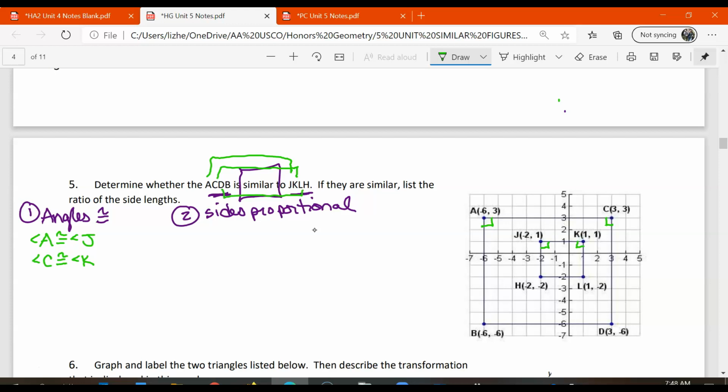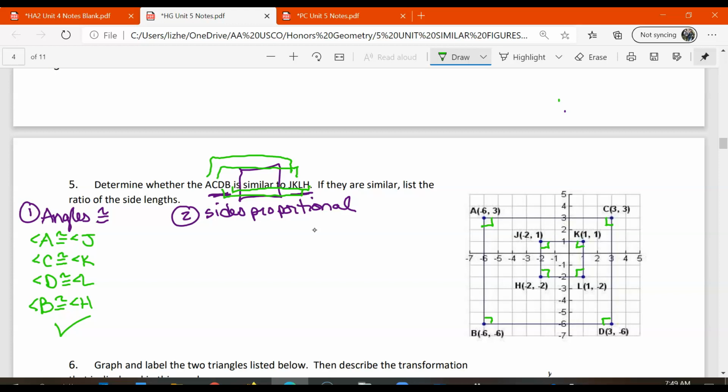D goes with L. So D is right here, L is right there. Those are both made by vertical and horizontal lines. So angle D is congruent to angle L. And then finally, B and H, both 90 degrees as well. So angle B is congruent to angle H. So we met the requirement for the angles. Now we need to do the sides proportional.